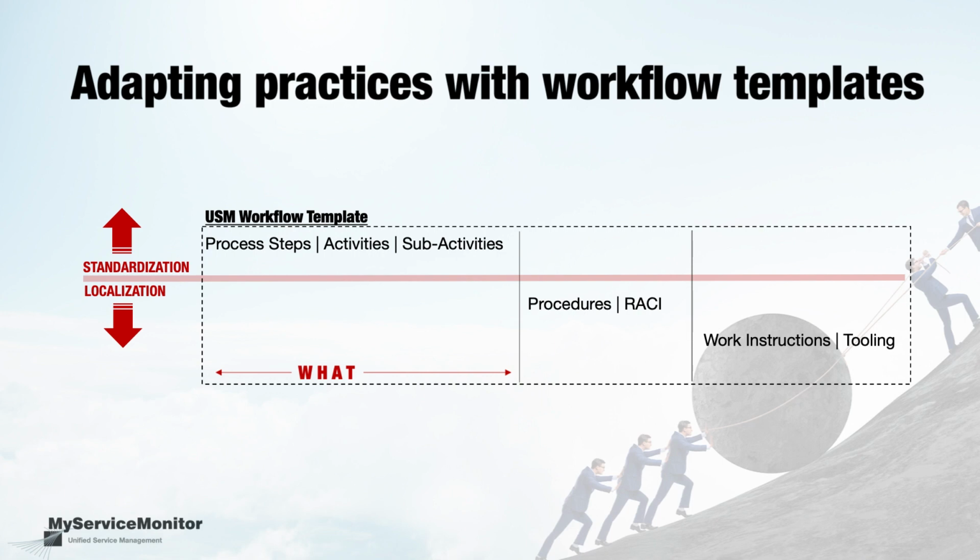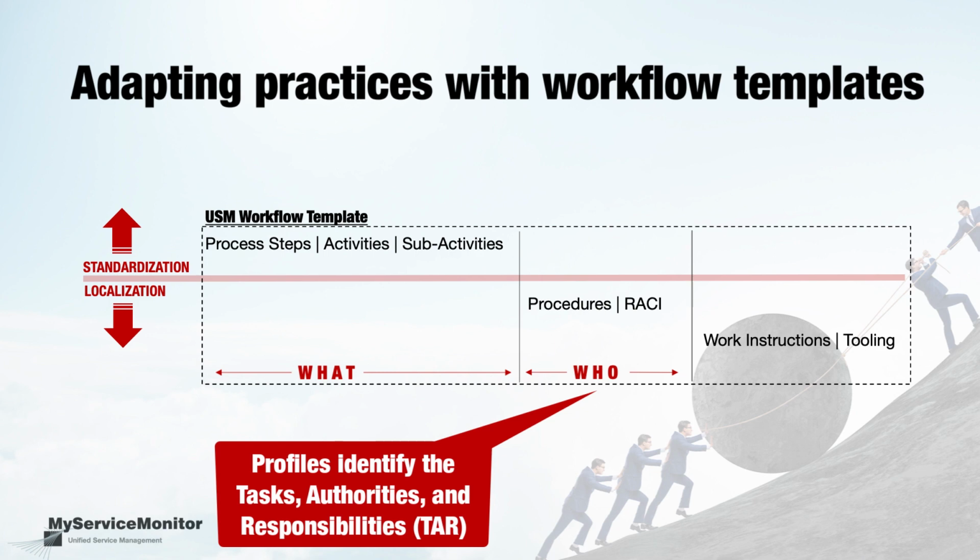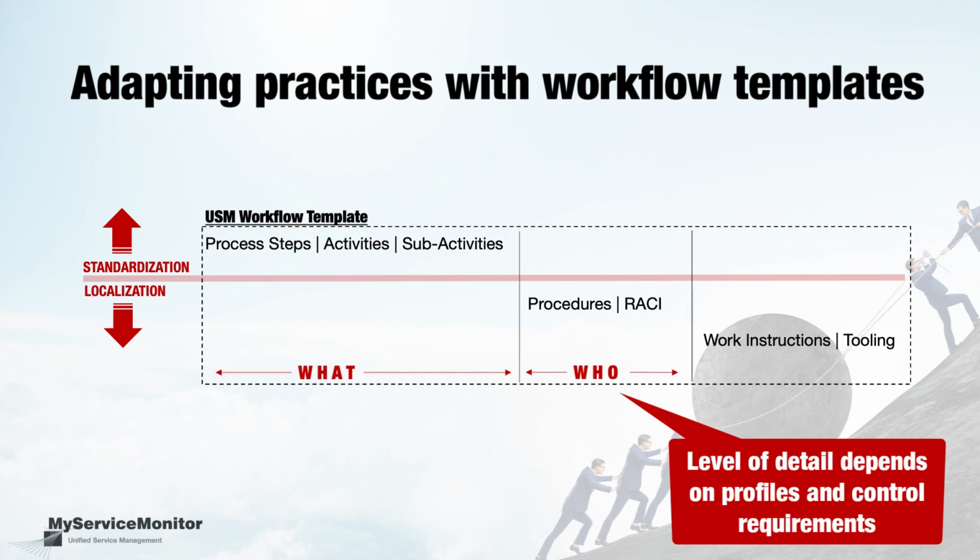The profiles identify the tasks, authorities, and responsibilities of who have to do the activities. And this can include a RACI chart. What level of detail is needed will vary based on localized requirements. These requirements will basically involve the tasks to be done, the profiles who perform the tasks, and what degree of control your organization wants, which is based on the service agreements that you specify.